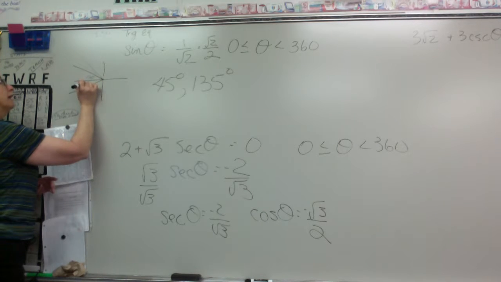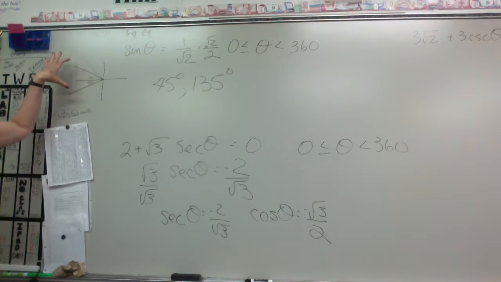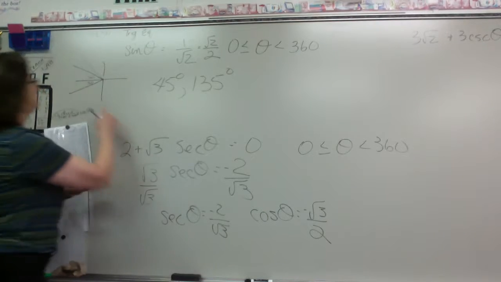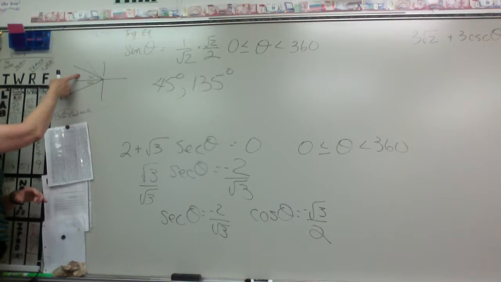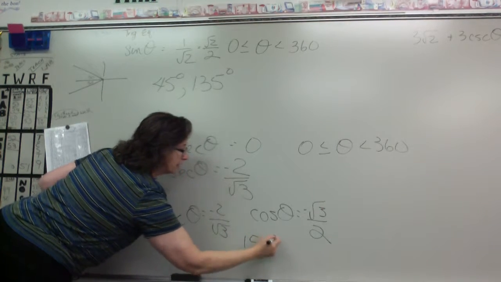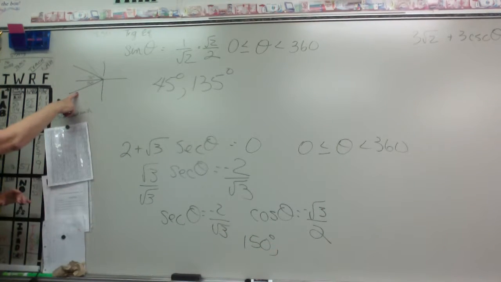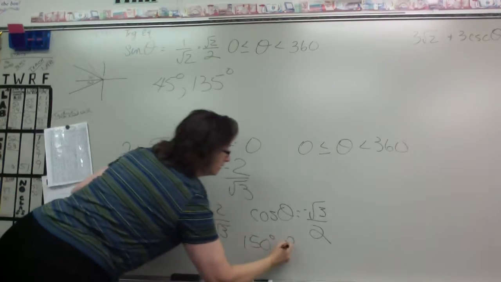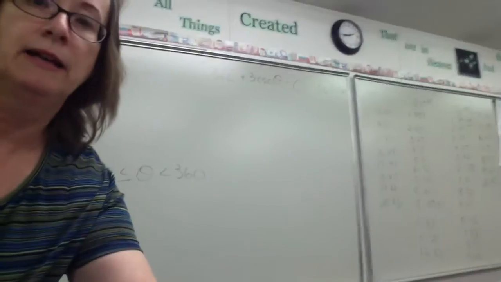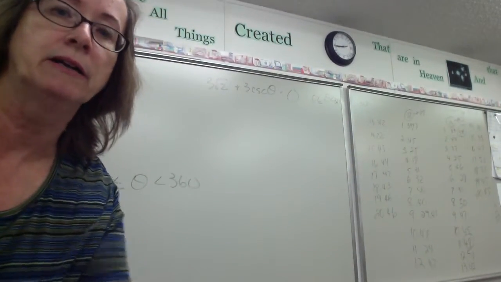So here we go, a 30 and a 30, and these are two that have the cosine of negative square root of 3 over 2. So now all I have to do is name that angle, kind of like name that tune. What's going to be that angle right there? 150? 150 degrees, and what will that angle right there be? 210. Okay, did we get those right? Yes, ma'am. All righty.